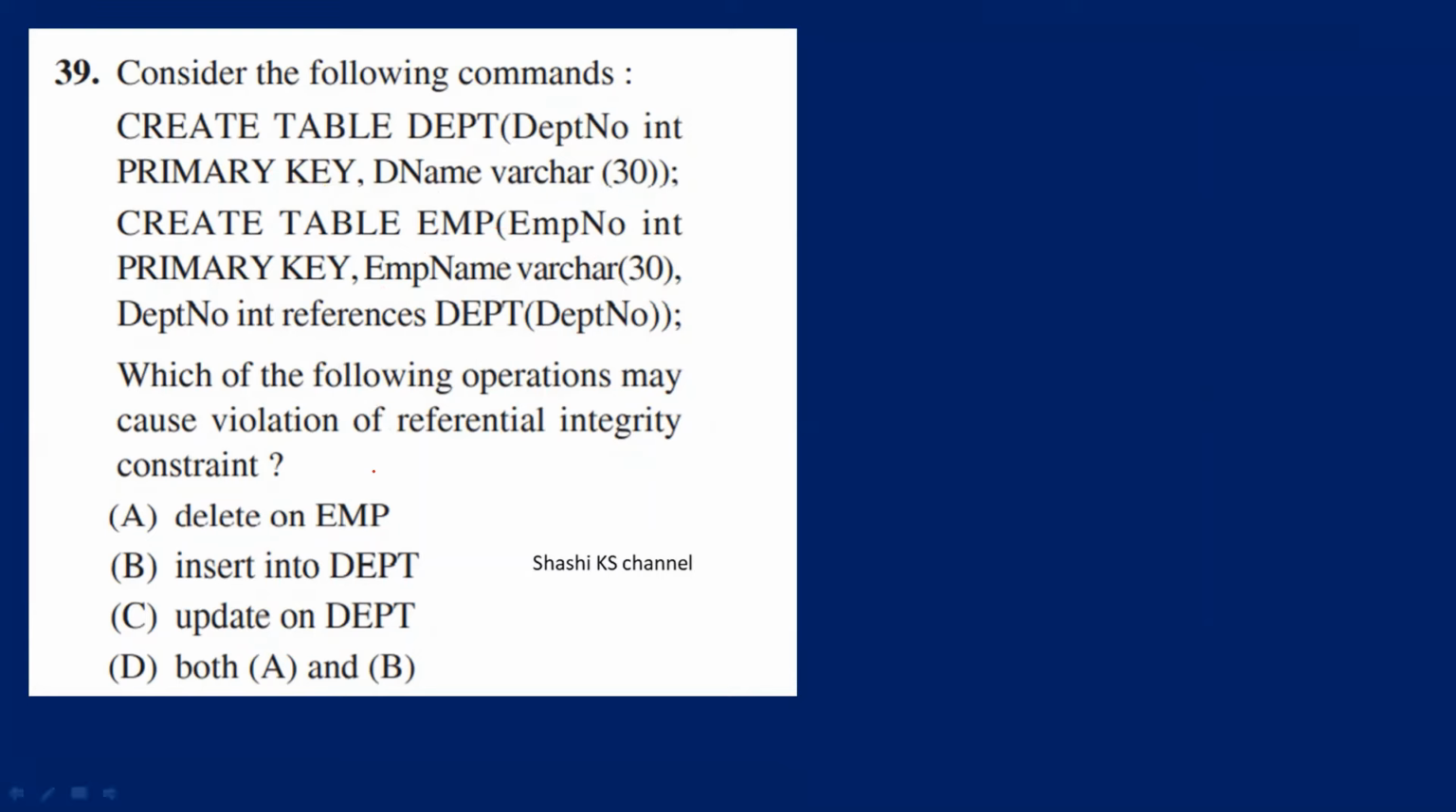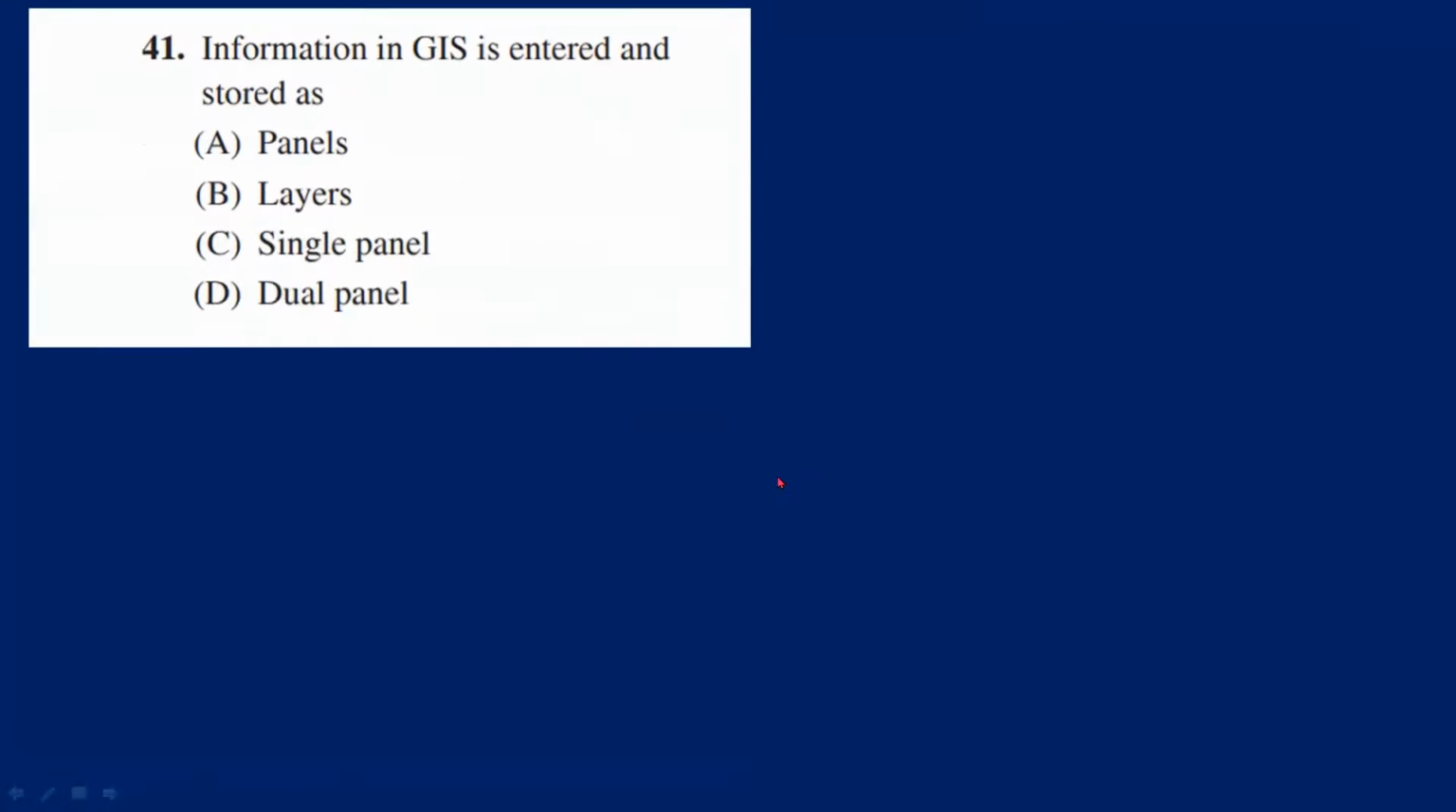So here the department number field references the department number field of the department table. So the referential integrity constraint will be violated when you do the update operation on the department table. So the answer to this would be option C. The next one is, information in GIS is entered and stored as. GIS stands for Geographic Information System, and the answer would be option B, layers.